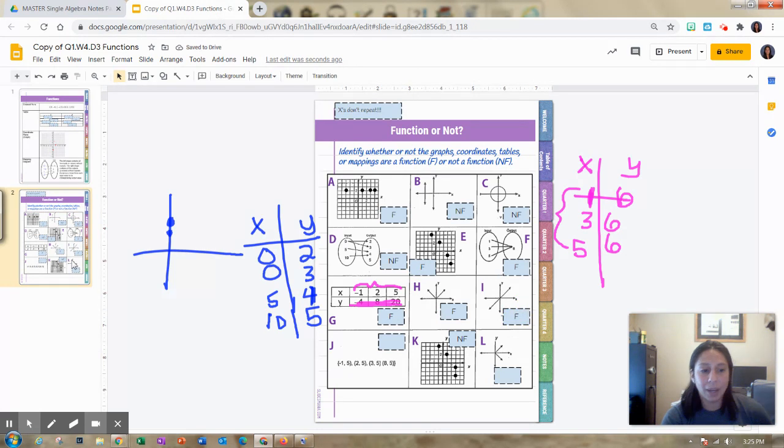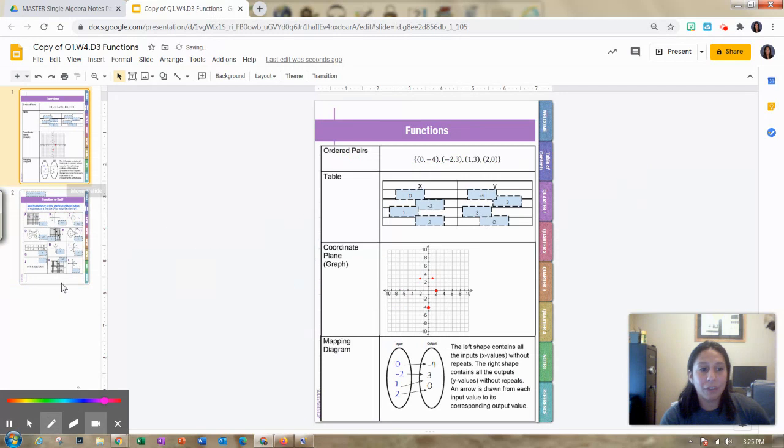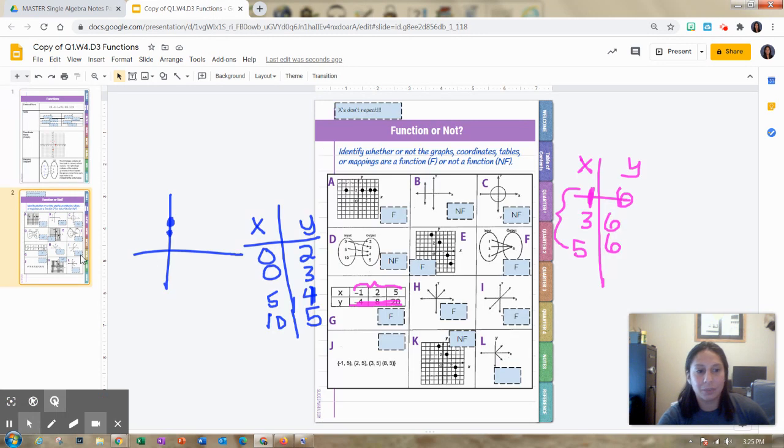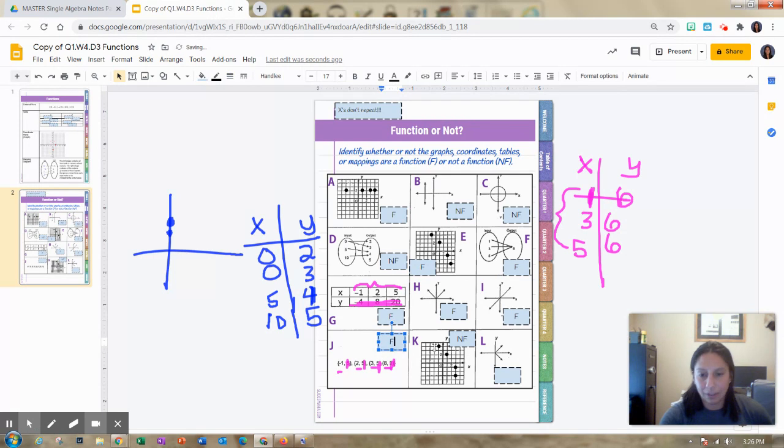J, on J, you have a whole bunch of ordered pairs. Remember that you only care about the x values. So if I only care about the x values for my graph, I'm sorry, I lost my page. There we go. If I only care about the x values, that means I only care about the first number. So -1, 2, 3, and 8. I want to make sure that those are all different. I don't care about the y value, so notice that I'm marking out the second one. I don't really care about that value. I only care about the first. -1, 2, 3, and 8. Those are all different numbers, so this is a function.